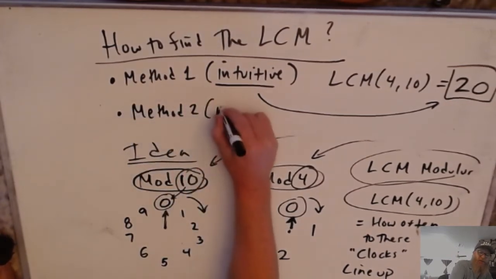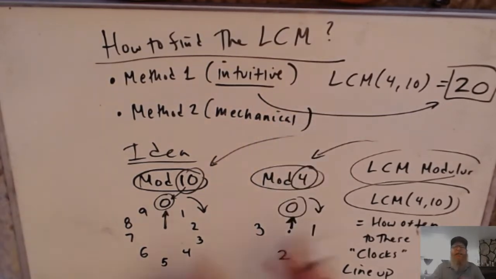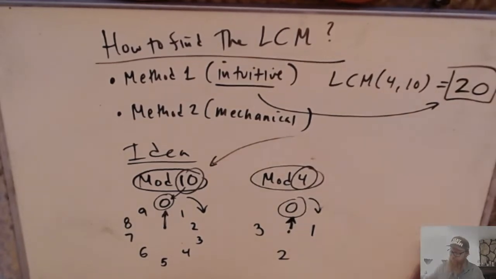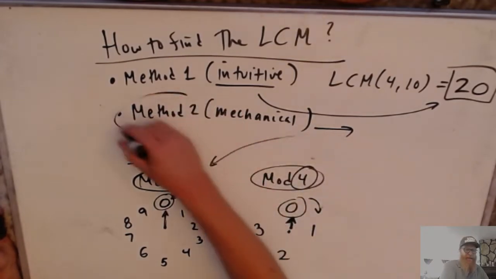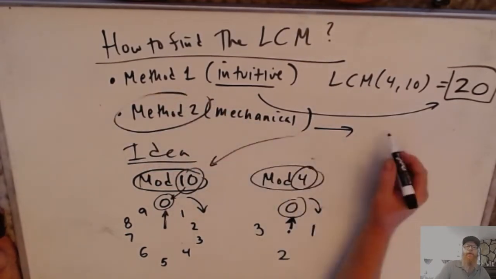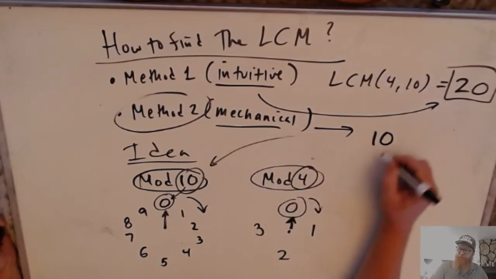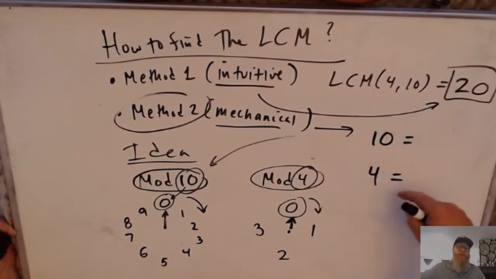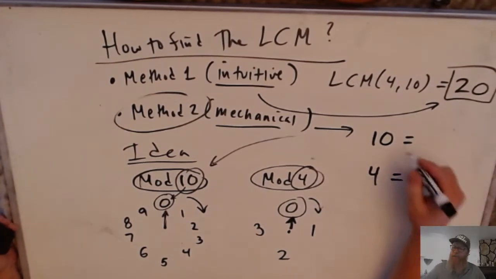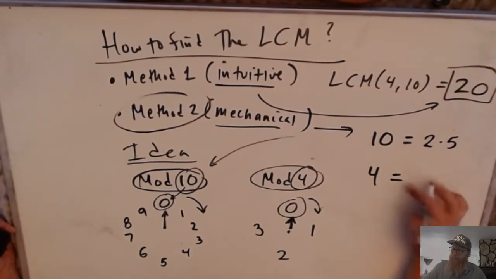Method number 2 is mechanical. It's like making a little machine that would tell you what the answer is. So here we go, method number 2, the mechanical method. How do we do this? Well, we write down the two numbers. Let's say 10 and 4. It doesn't matter which one's on top and which one's on bottom. And you're going to factor them out into prime numbers.